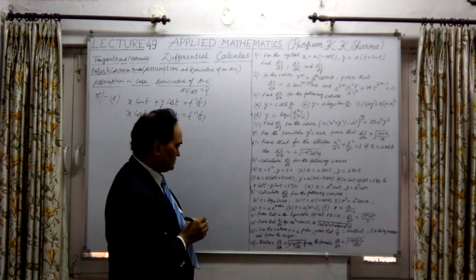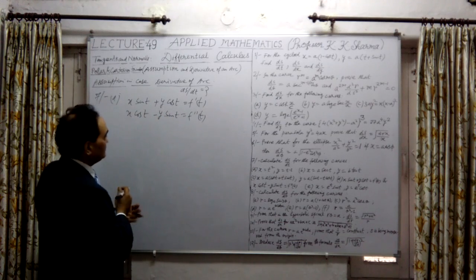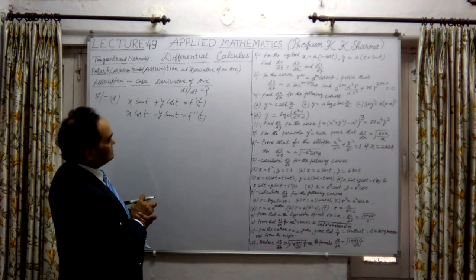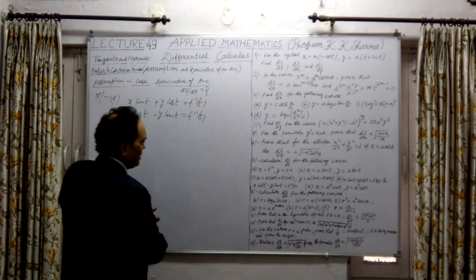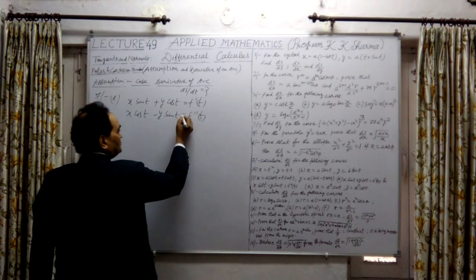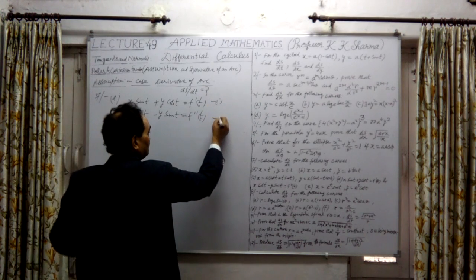This is a different type of question, remember. So this is the d part. Alright, should we check whether this x sin t plus y cos t is equal to f dash t? x cos t minus y sin t, so this is f double dash t. Now this is the first equation, and this is the second one.